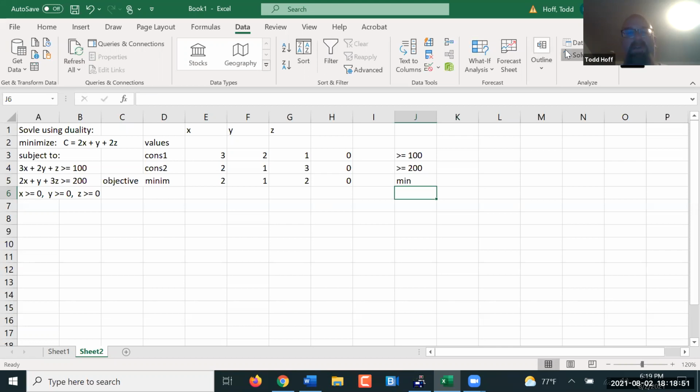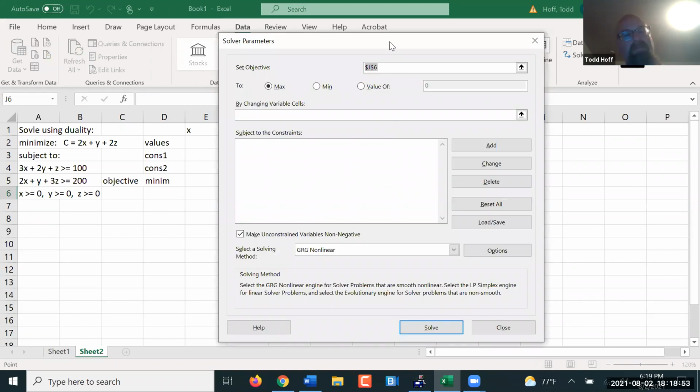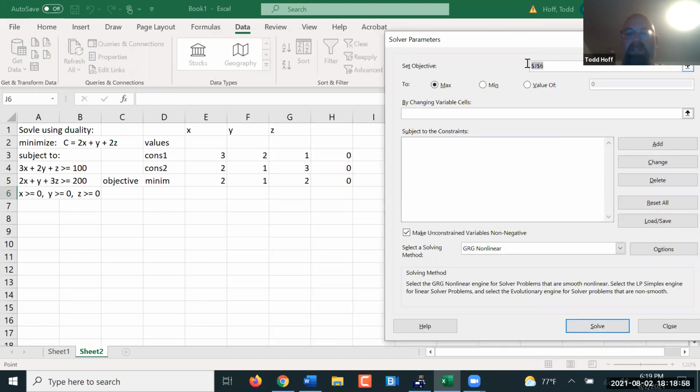Well, we go to our solver. First thing, my objective function. Click on that there, and I'm just going to click on this cell here. That is the actual total value of the objective function. We're going to minimize. So I click minimize by changing what variable? I click in there to make sure that's flashing.